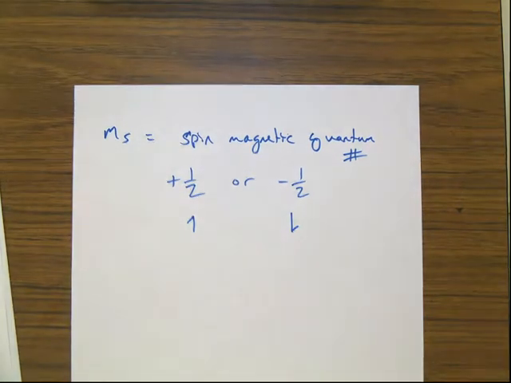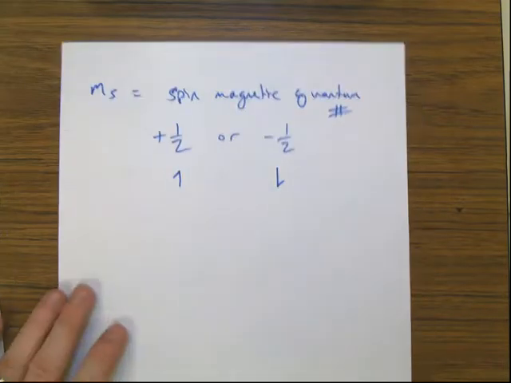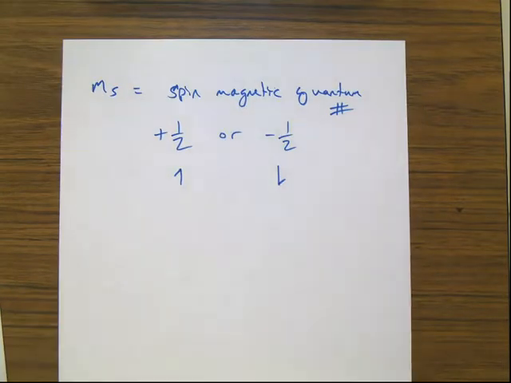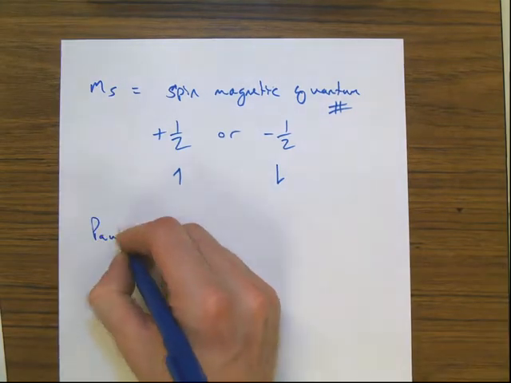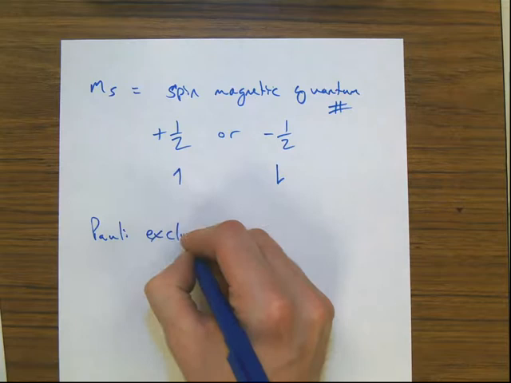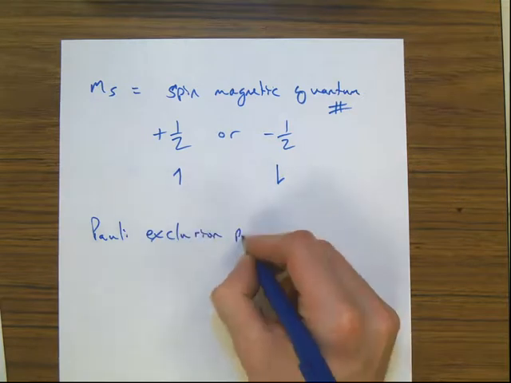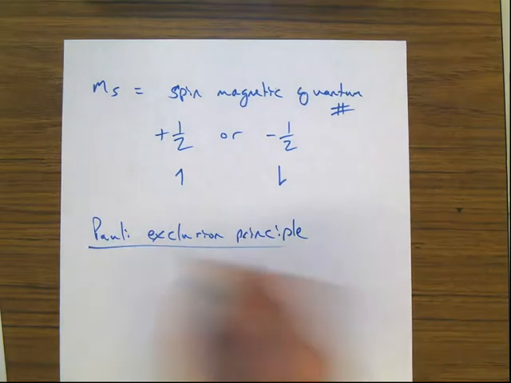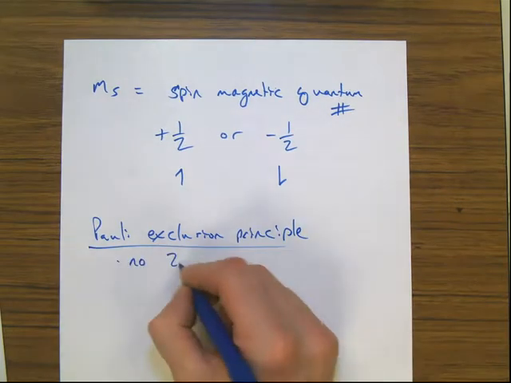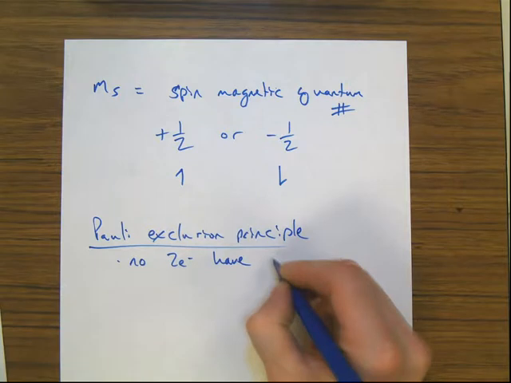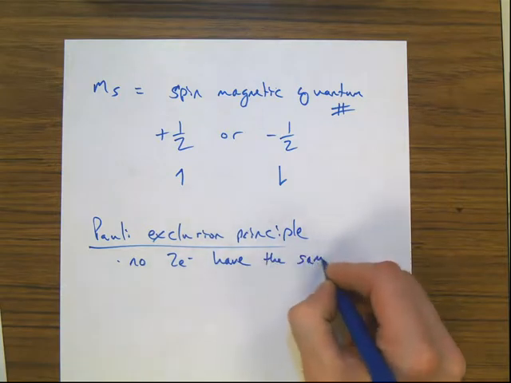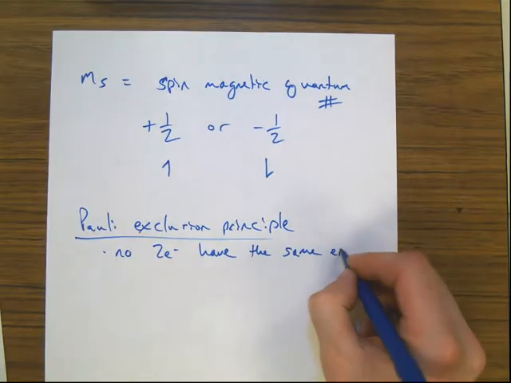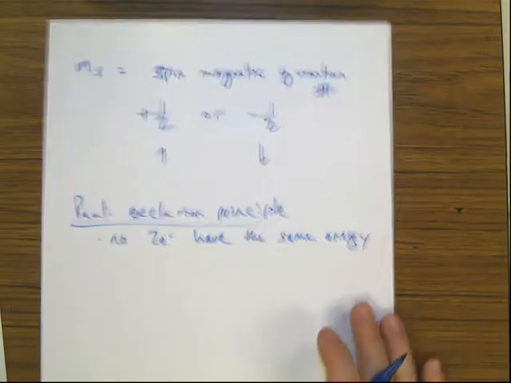Then there are two rules that you didn't actually learn about in first year chemistry, but you learned the rules, you just didn't actually know the names of the rules. One's called the Pauli exclusion principle. And the Pauli exclusion principle can be summarized as no two electrons have the same energy, which means all of their quantum numbers must be different for every electron.